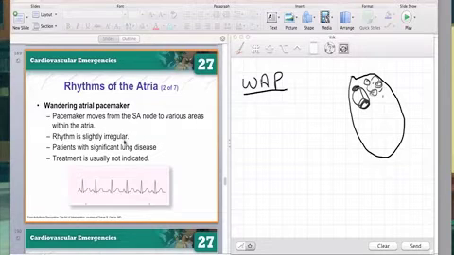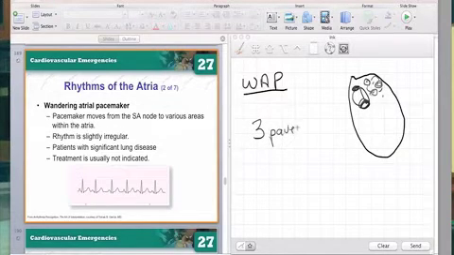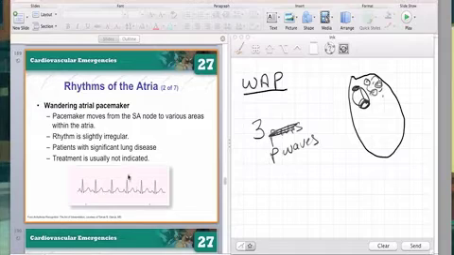Now the rhythm might be slightly irregular, nothing too crazy, but that's just it. The pacemaker moves from the SA node to various areas, and when we see this, we've got to look at our P waves, because we notice that this P wave is different from that P wave. That looks different from that. That looks different from that. That looks different from that. So you have at least 3 different P waves. If you have 3 different P waves in an otherwise normal looking rhythm, well, you have wandering atrial pacemaker.